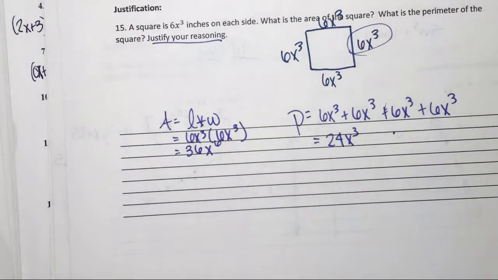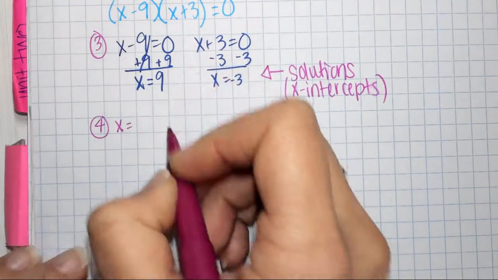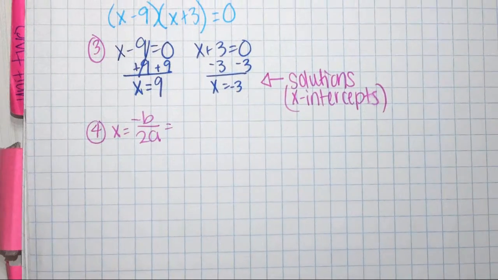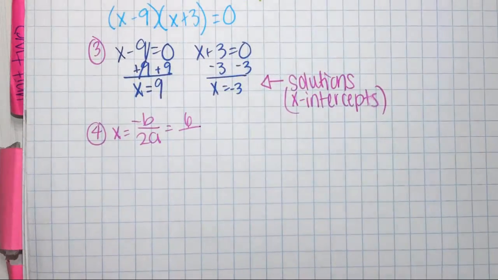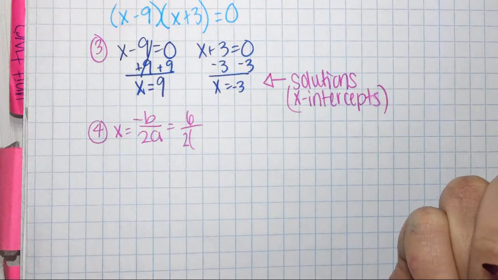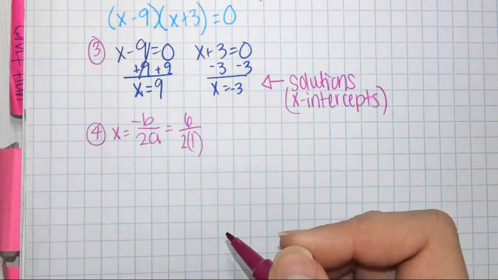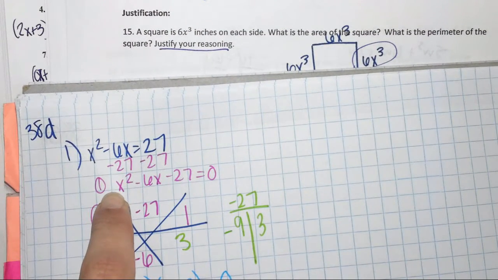Good. How do I find the axis of symmetry? Alright, well, what's our b in our quadratic? Negative 6. And what's the opposite of negative 6? 6. Divided by 2 times what? 1. Why 1? Because in front of x squared is 1.